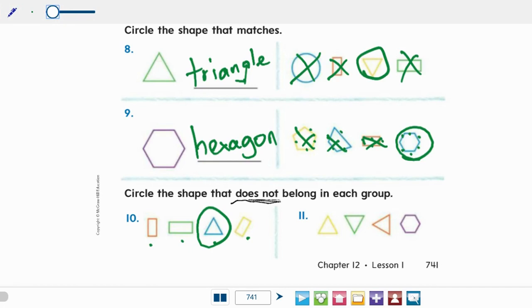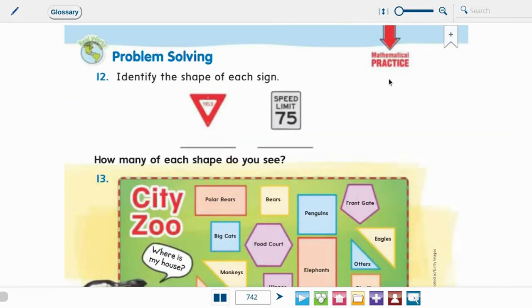Number 11, let's take a look at the sides. We've got 3 sides, 3 sides, 3 sides, and then this one has 1, 2, 3, 4, 5, and 6 sides. Which one does not belong? The 6-sided one. These are all triangles. We don't need that one right there. Let's go on to the next page, page 742, and we'll take a look at problems 12 and 13.